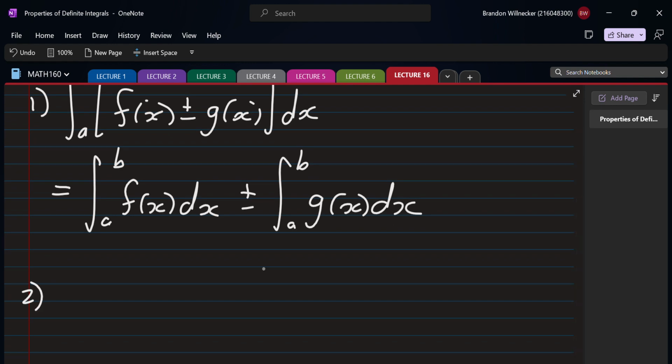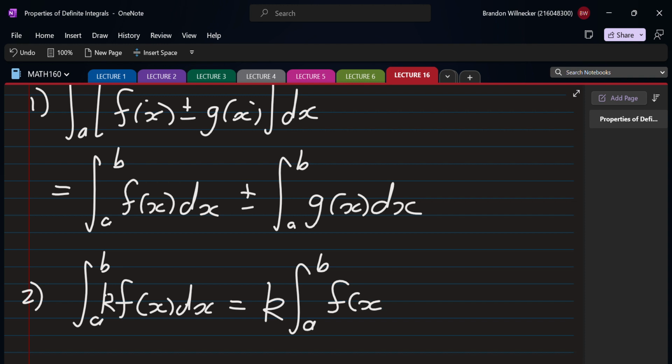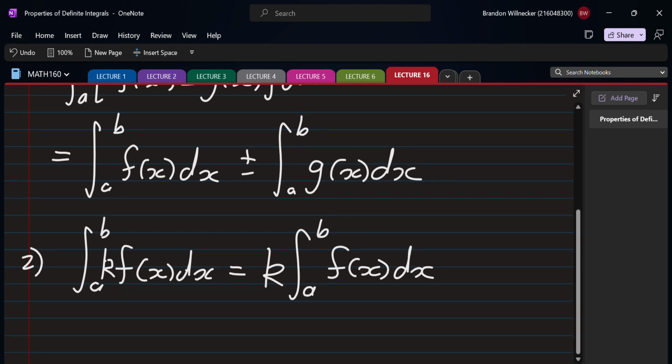Okay, property number two, if we have the integral from A to B, some constant k times f of x dx. Again, this is a fancy sum, so if we have a constant inside, we could take the constant out of the sum. We can also take the constant out of the integral. So it will be k times the integral from A to B, f of x dx. Okay, so those were quite easy to see from the sum definition. Now the rest of them are a bit more tricky, but not so bad.